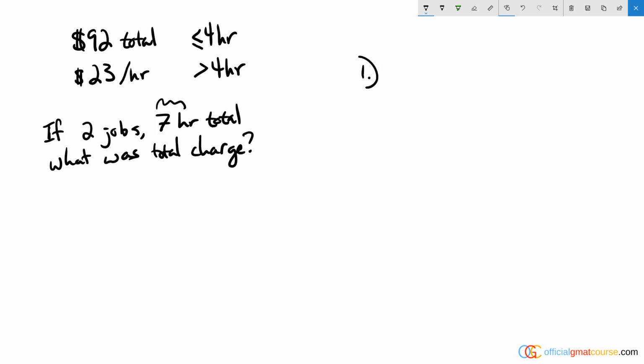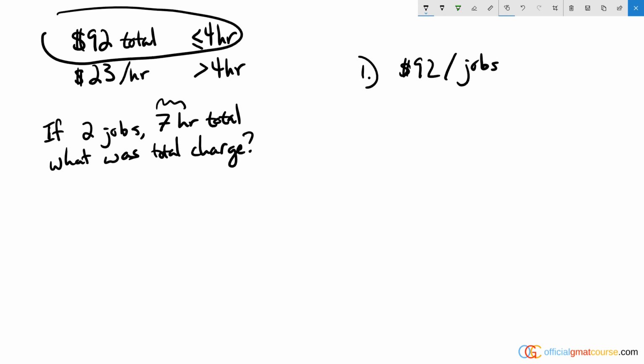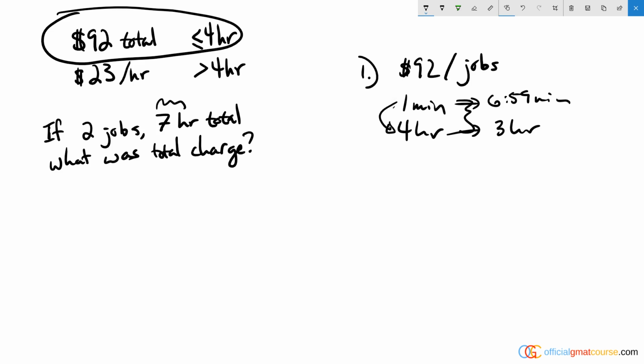And statement 1 tells us that he charged $92 for one of the jobs. Well, that doesn't tell us anything about how long that job took, because any job under 4 hours would cost $92. He could have worked for 1 minute or 4 hours and still charged that same amount, which would have left between like 6 hours and 59 minutes and 3 hours for the second job, depending on which of these time allotments he allocated to that first job at $92 per job.